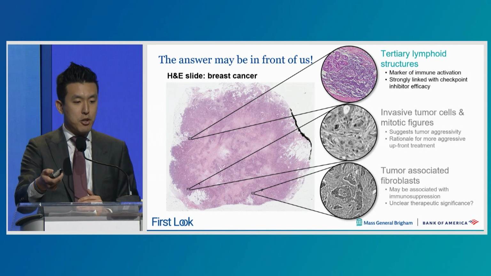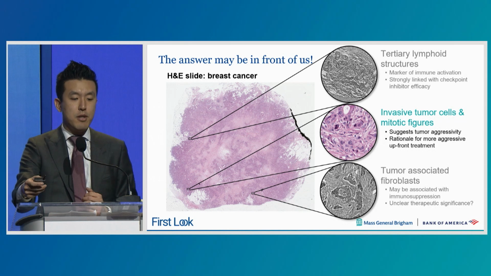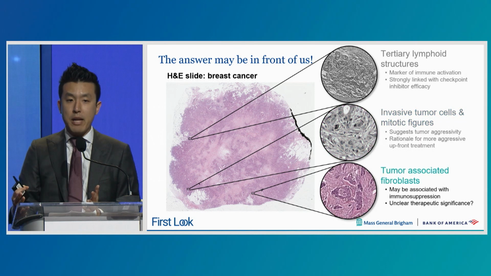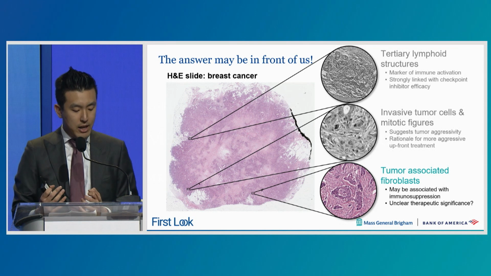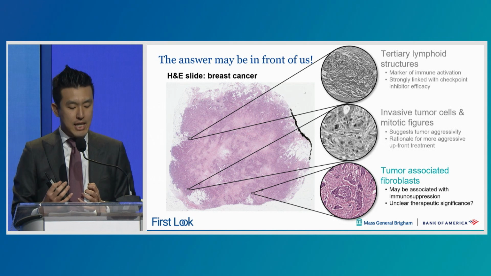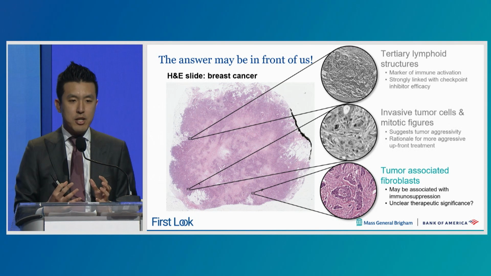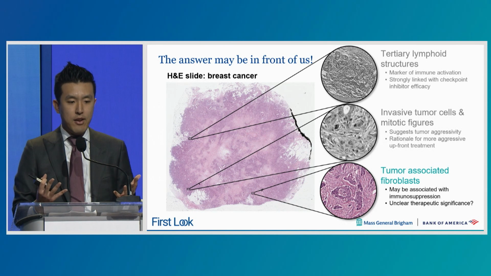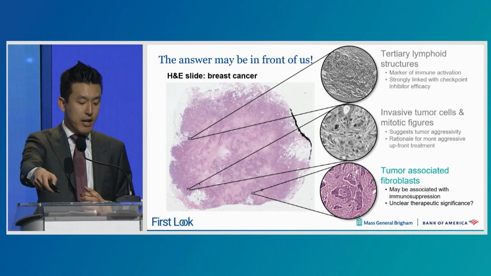Here are some examples: a tertiary lymphoid structure, which is a marker of immune activation. Here are some mitotic figures, which are suggestive of a very aggressive tumor. And then there are also a lot of things on the H&E slide, such as fibroblasts, that are probably biologically important, but we just don't know the therapeutic significance. And so what this highlights is a need to extract and aggregate information from the entire H&E slide, because it's not really feasible for a pathologist to look at the entire slide in high-power view. Hence, this is why it's a problem perfect for AI.